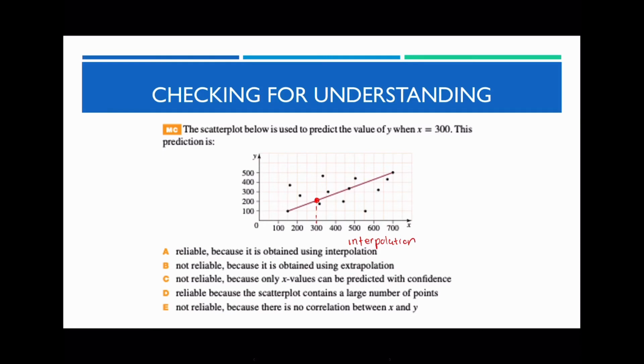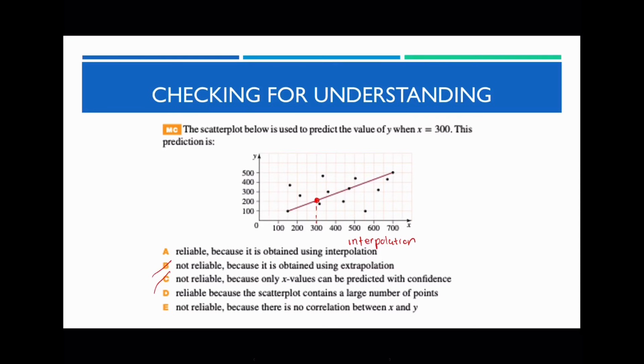However, when it's outside of the data set, it may not even follow a linear trend at all. So in this case, this prediction is reliable because it is obtained using interpolation. A seems reasonable for now, so let's leave that as a possible answer and eliminate all the other options. Part B says it's not reliable, so we can eliminate option B automatically.